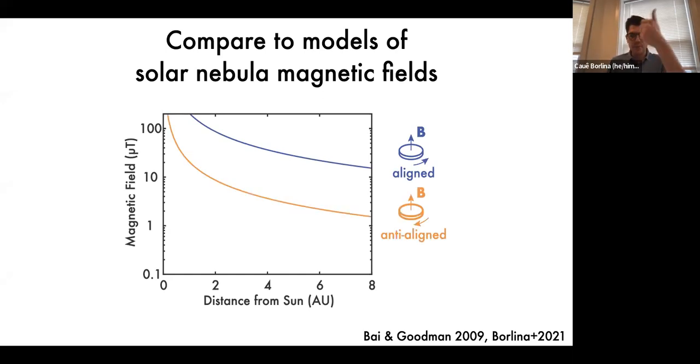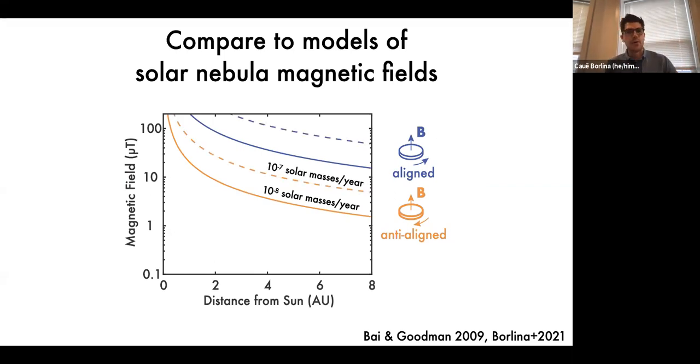So the net vertical magnetic field doesn't match with the rotation axis. And you can also plot this curve for different accretion rates. The one you're seeing here is 10^-8, which is usually the kind of mean observed accretion rate from other planetary systems. But you can plot that for higher and lower accretion rates here.